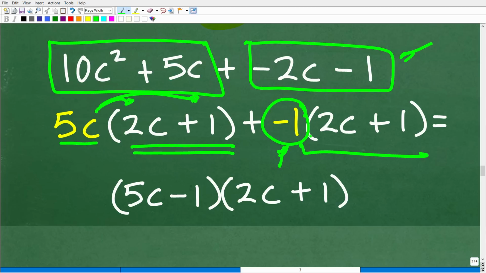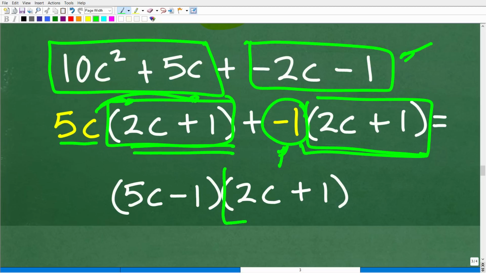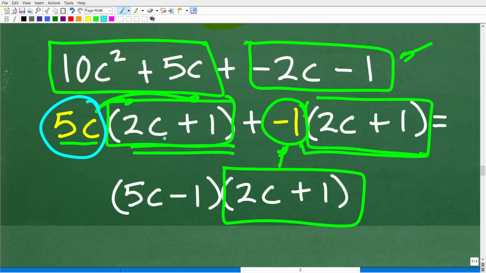So negative 1 times parentheses 2c plus 1 gets us back to negative 2c minus 1. But the key here is that we have a 2c plus 1. So that is going to be one of the binomial factors. And the other binomial is going to be 5c minus 1, right? So we're going to put that in the other binomial, and there you go.